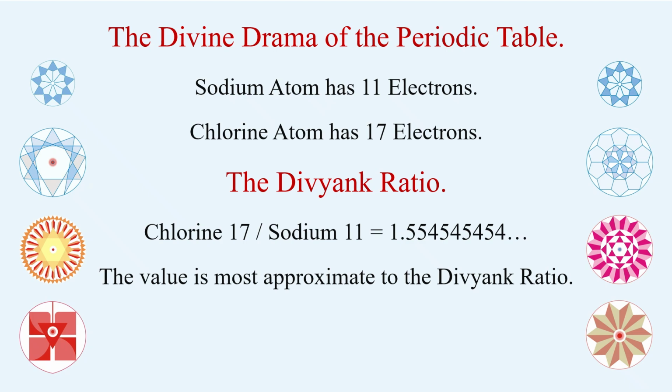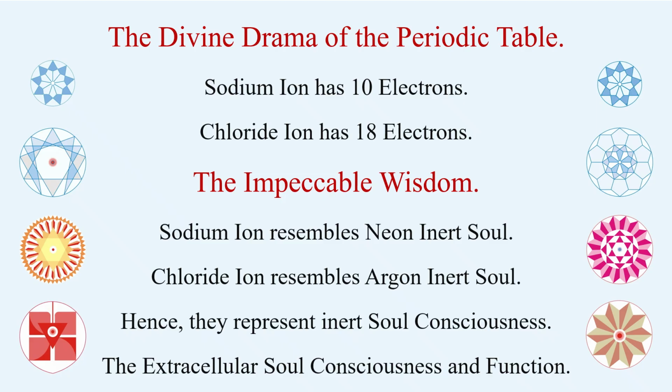And that is what I am saying. This is the most approximate value of the Divyank ratio or the golden ratio, very close to 1.1618034. That's it. Now come to the question of the divine periodic table. As I told you, sodium ion has 10 and chloride has 18, like neon and argon. And sodium resembles neon as inert matter, I told you, and I have put the soul in this, and I make helium the indwelling soul, which is separate from other things.